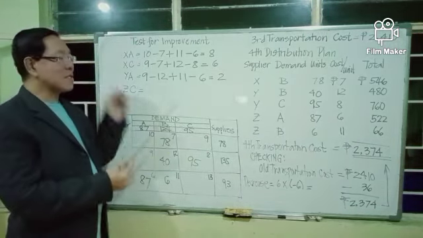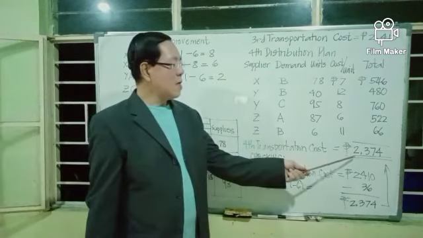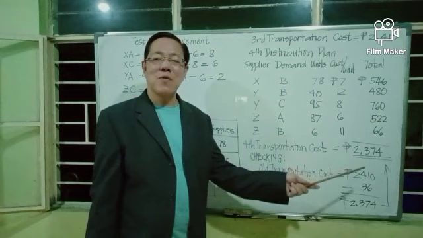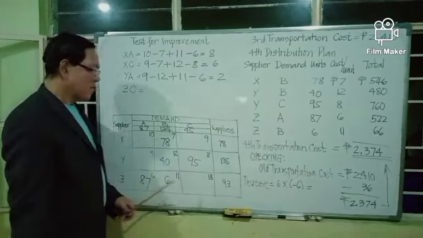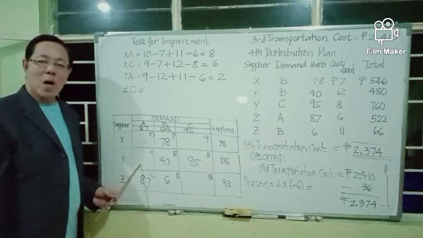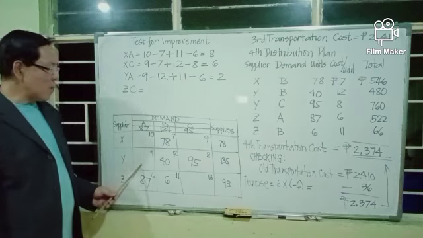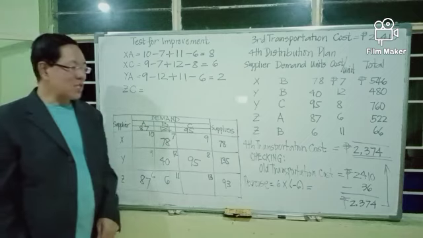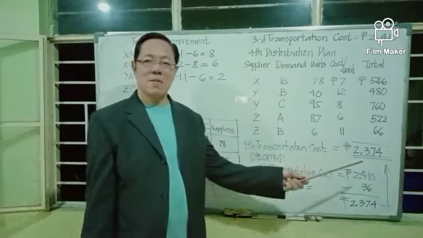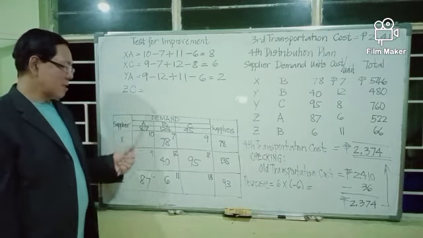And the positive net sum cost of 2 means that the transportation cost of 2,374 pesos will increase for each unit that you will transfer to this vacant cell YA. Hence, we will not transfer any units to this vacant cell YA because our transportation costs will increase. Finally, the vacant cell ZC.